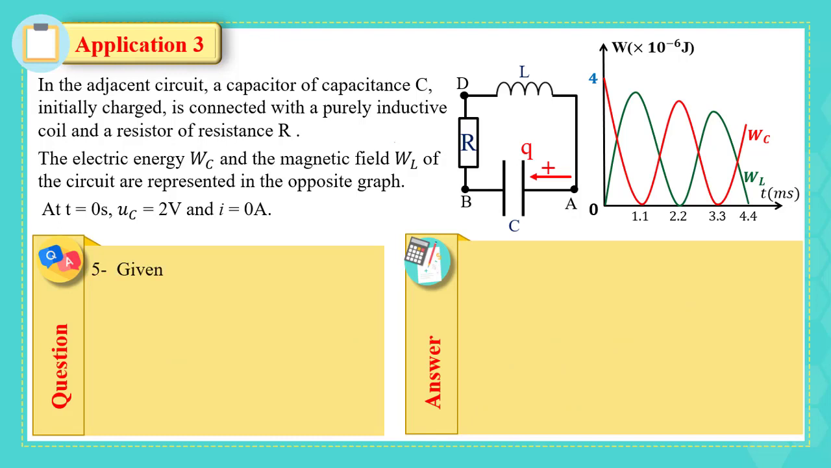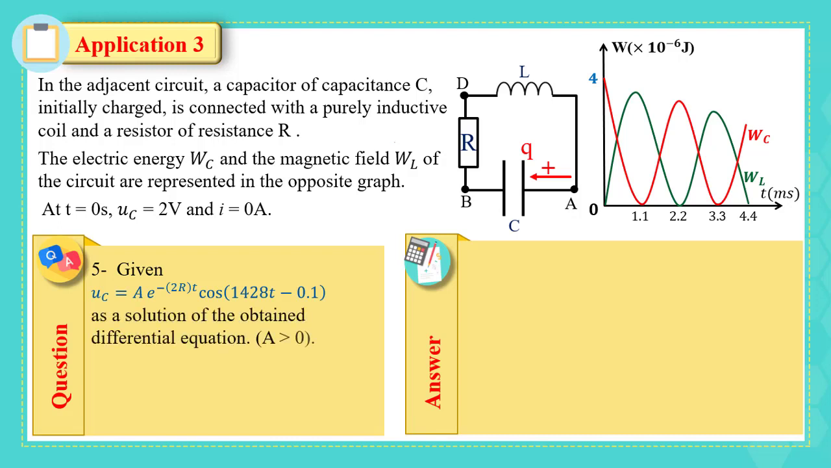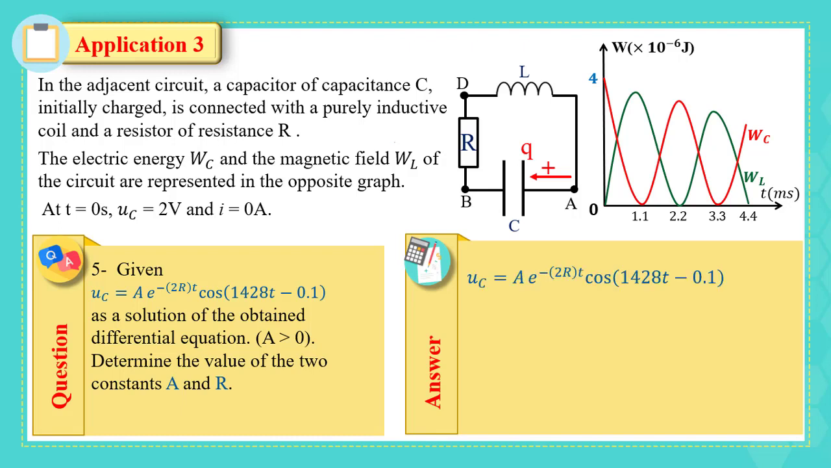Now part 5. Given the expression of UC equals A exponential minus 2R t cosine of 1428t minus 0.1 as a solution for the obtained differential equation, and A is positive, determine the value of the two constants A and R. We can start with finding A. Now replacing UC equals 2 and t by 0, the answer is 2 equals A cosine of minus 0.1. A then is 2.01 volts.